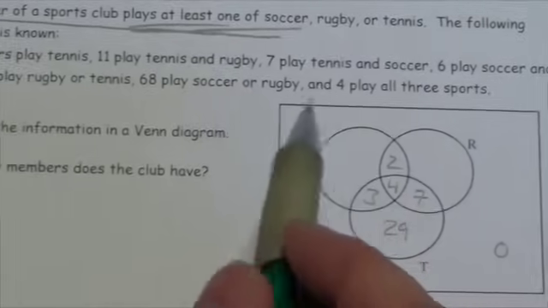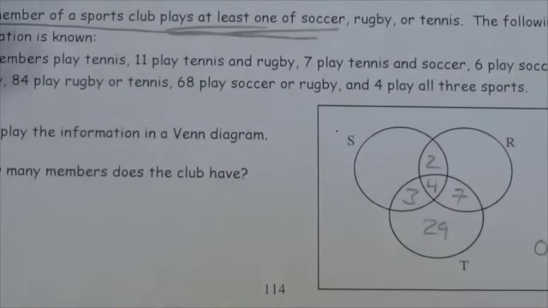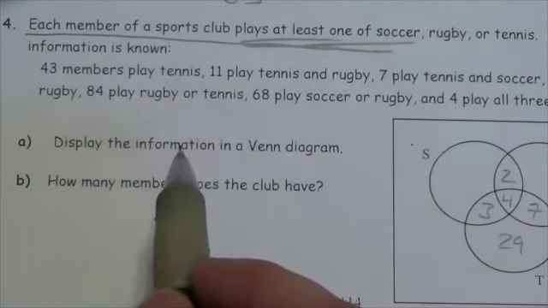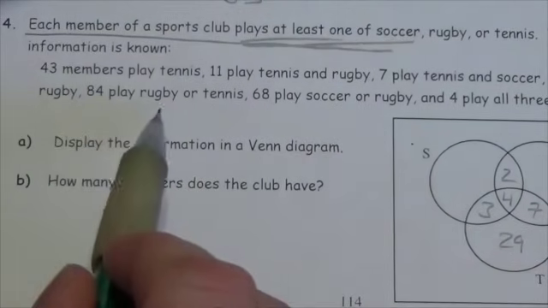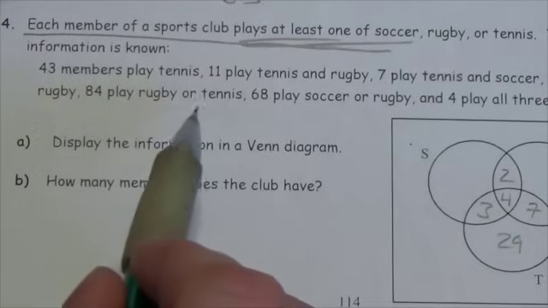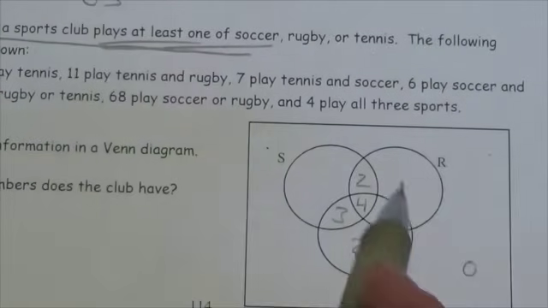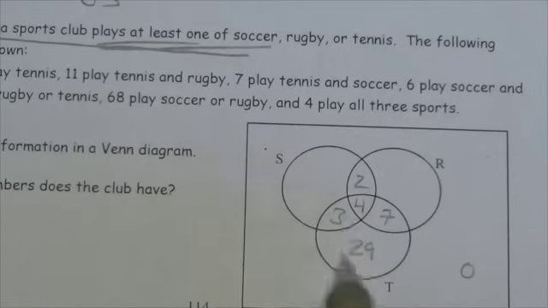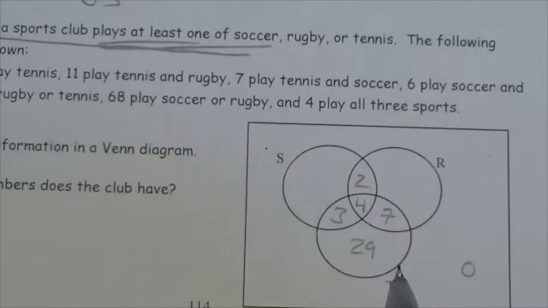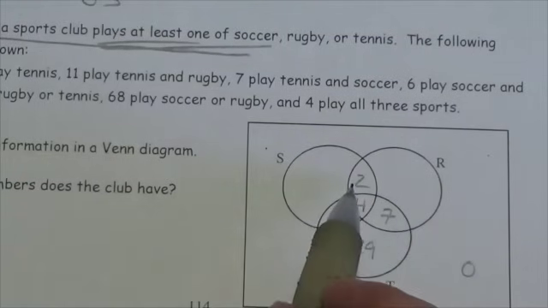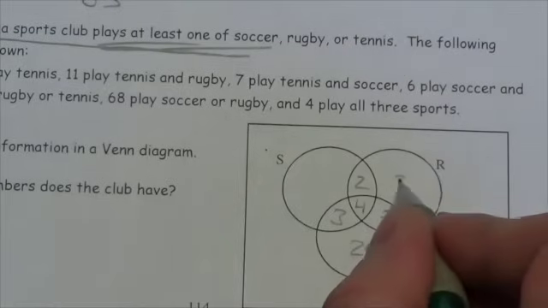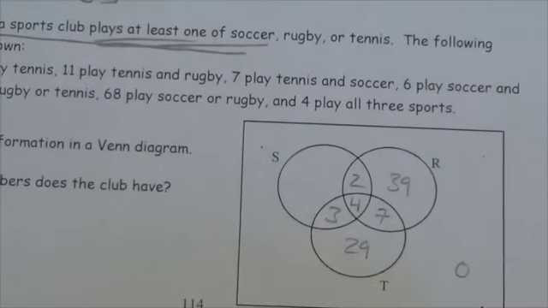Okay, now I can go back to some of these other bits of information that are actually kind of useless to me. For example, 84 played rugby or tennis. Okay, 84 played rugby or tennis. You add those all up there. Well, I can take that 84, and if I subtract everything that's in the tennis and then even this little bit left over here, I will get that there are 39 left over.